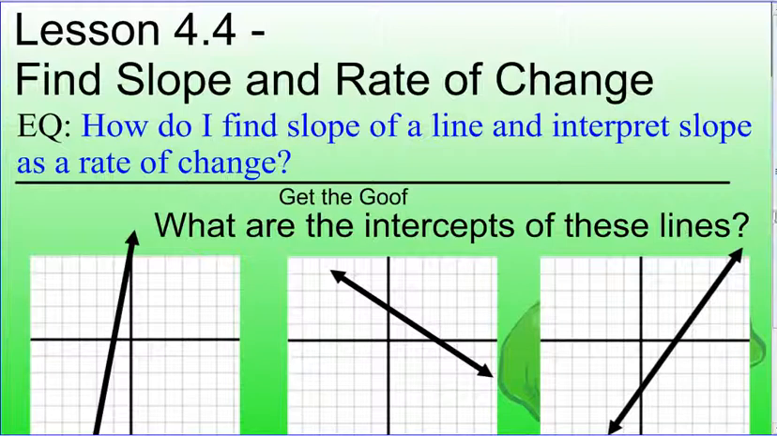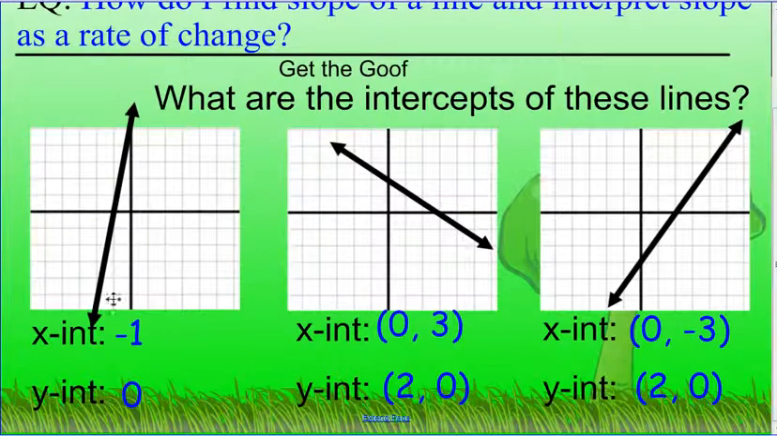Okay, we've got four Get the Goofs here, and these four are dealing with finding the x and y intercepts. So let's see how good we did. This first one here has an x-intercept of -1, good. Has a y-intercept of 0, no. The y-intercept would be at 1, 2, 3, 4, I'd call it at 5, that one right there.